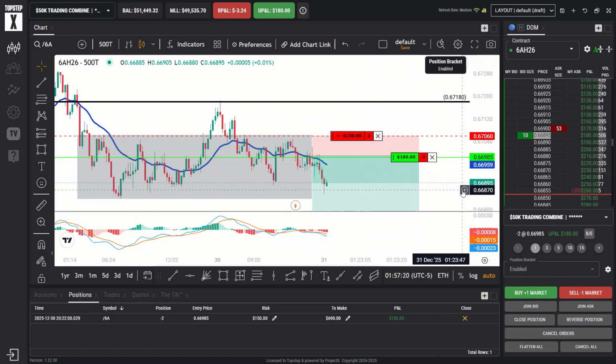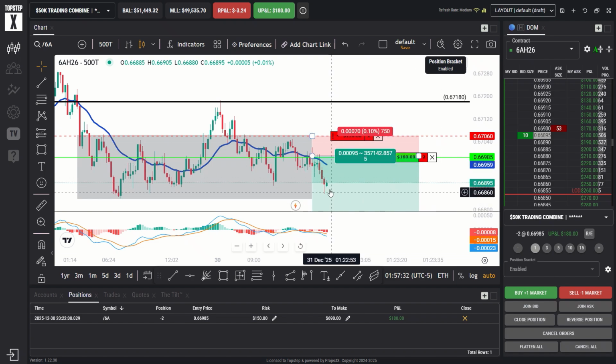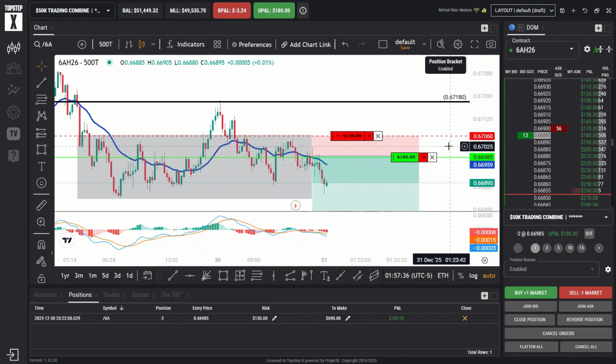So my entry is at spot 6698.5, and right above that I have a stop order sitting here at spot 6706. So when I got into the trade, if the trade was going to go against me, if price broke above my stop level, then I would incur a $150 loss. Right now the trade is up $180.